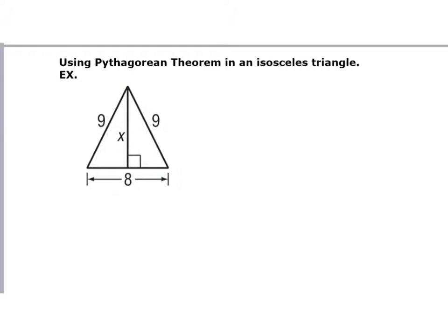Next, using the Pythagorean theorem in an isosceles triangle. What type of triangle? Isosceles. Here's the nice thing about isosceles triangles that we need to remember. Our altitude in an isosceles triangle does something to the base. Do you remember what? It divides it in half. So I know these two pieces are the same. If the whole bottom is 8, each side is 4.